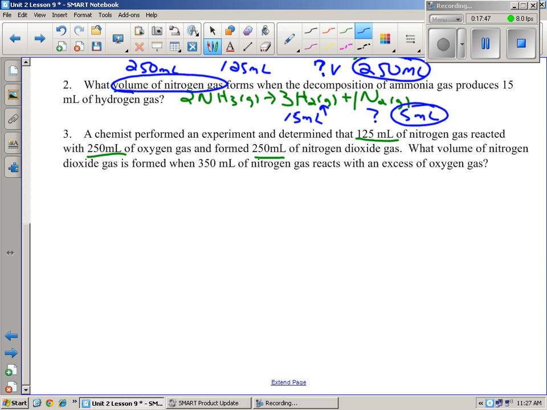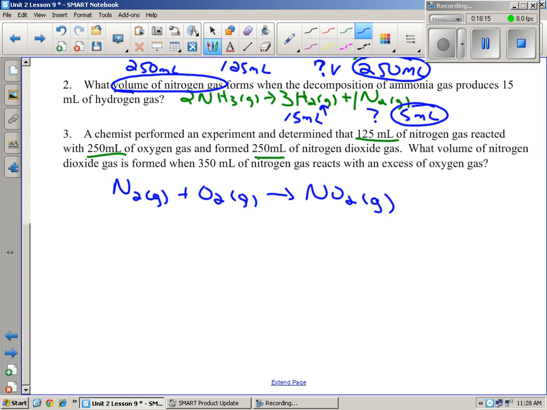A chemist performed an experiment that determined nitrogen gas reacted with oxygen gas and once again formed nitrogen dioxide gas. Now I know that that's something we probably should be able to do. That's Science 10. That's a formation reaction, or you guys maybe called it synthesis. We call it formation now, but whatever, same thing. That's a simple formation reaction.